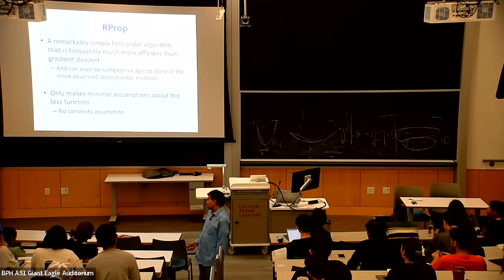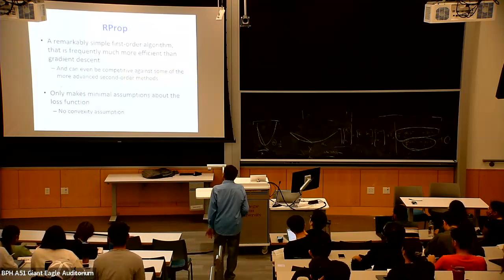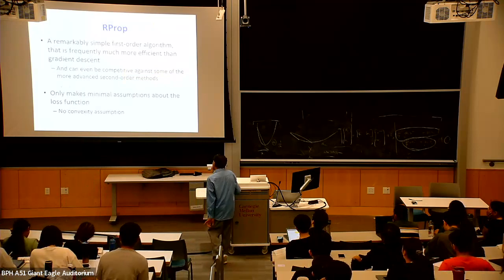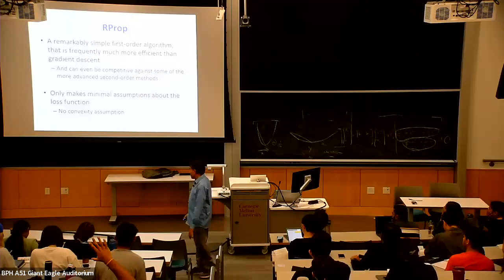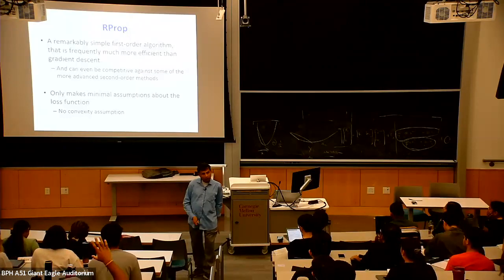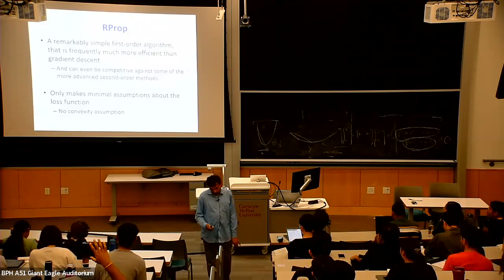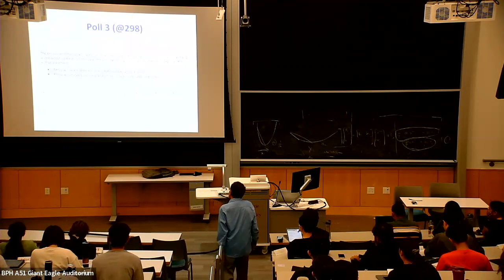So RProp is a very simple first-order algorithm that's frequently much more efficient than gradient descent and can be competitive against the more advanced methods that we use today. It only makes minimal assumptions about the loss function. It doesn't assume convexity, nothing, right? And works quite well. So here's the third poll.